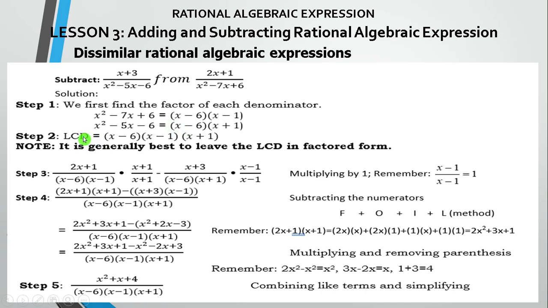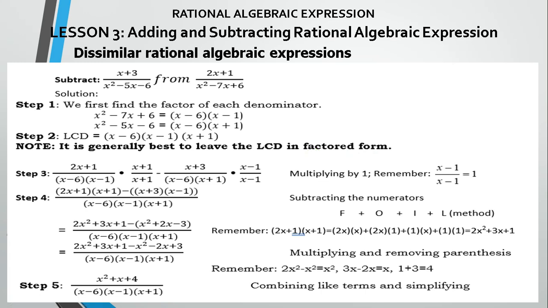So, step 2, LCD, least common denominator. Diba? So, we have here, makapareho yung x minus 6 po natin. Diba? Quantity x minus 6, but these two are different. So, let's copy this one. Quantity x minus 1 times quantity x plus 1. So, note, it is generally best to leave the LCD in factored form. So, dapat factored form po yung LCD natin.